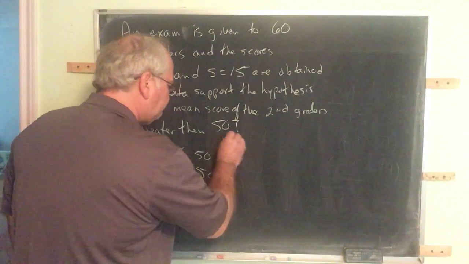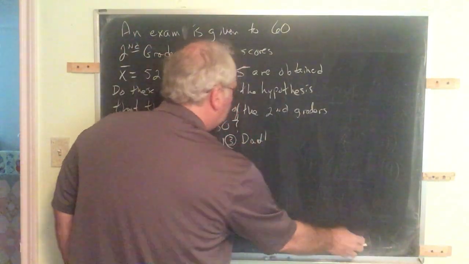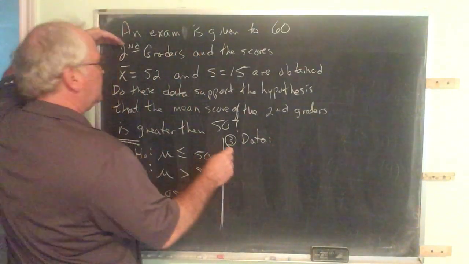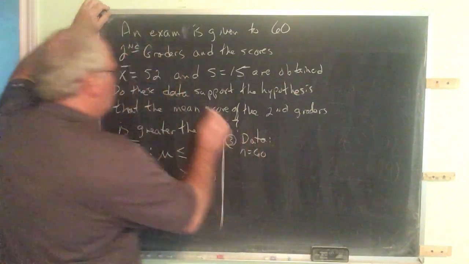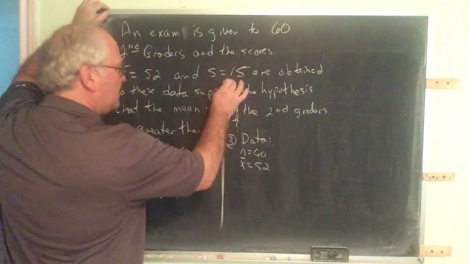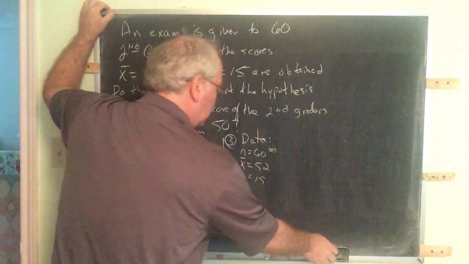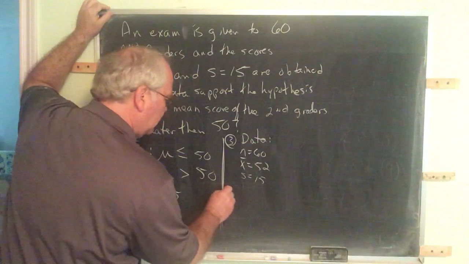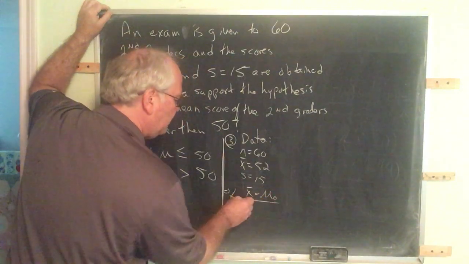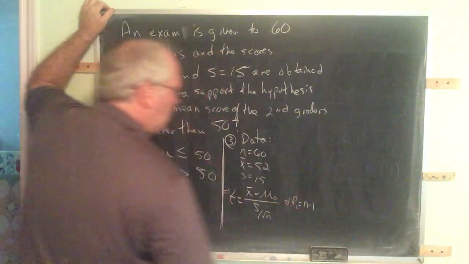All right, number 3, we need to gather all the data. And so we have 60. 60 is the number of second graders. X bar, this is the data we got from the sample. And the sample standard deviation is 15. From that, we can compute the t-score. The t-score is x bar minus mu subscript 0 all over s over square root of n, and degrees of freedom are n minus 1.